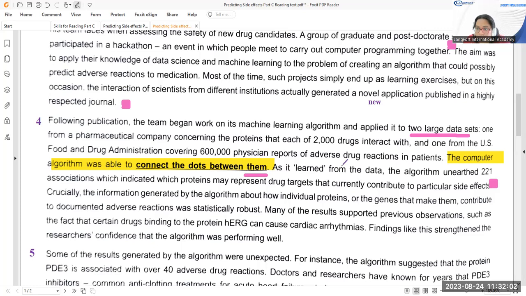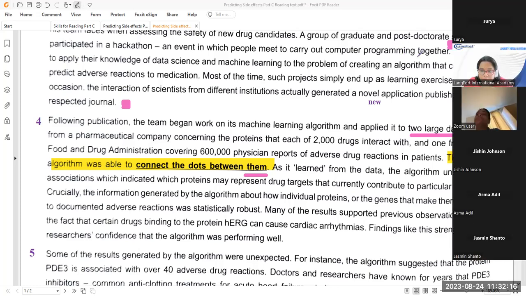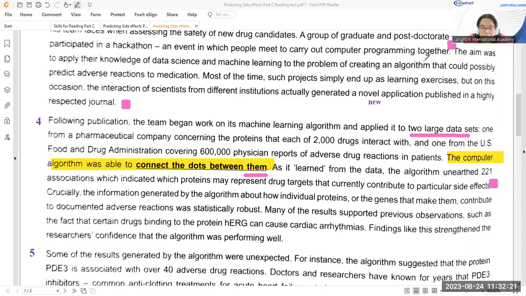Okay, next sentence, Surya. As it learned from the data, the algorithm unearthed 221 associations, which indicated which proteins may represent drug targets that currently contribute to particular side effects. So one second. As the algorithm learned from the data, it came up with 221 connections which indicated which proteins may relate to drug targets that contribute to particular side effects.